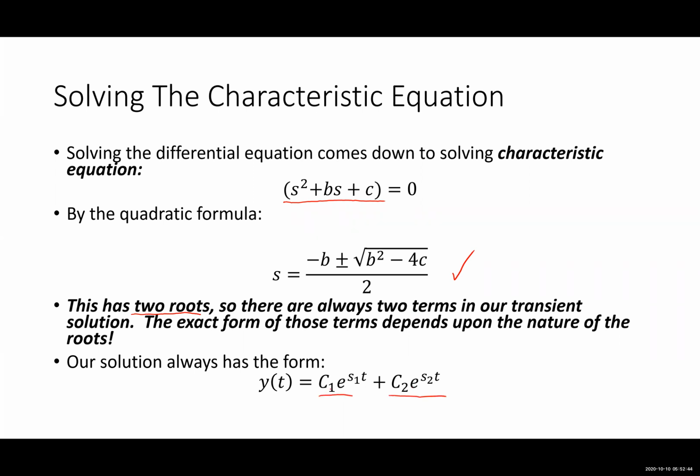That means I'm going to have this form. So notice I said C1 is the unknown coefficient that goes with the S1 term, and C2 is the unknown coefficient that goes with the S2 term. All right, C1 and S1 go together, C2 and S2 go together. Now, the exact form of these terms depends on the nature of the roots. So it's possible that S1 and S2 are complex. It's also possible that they're purely real.